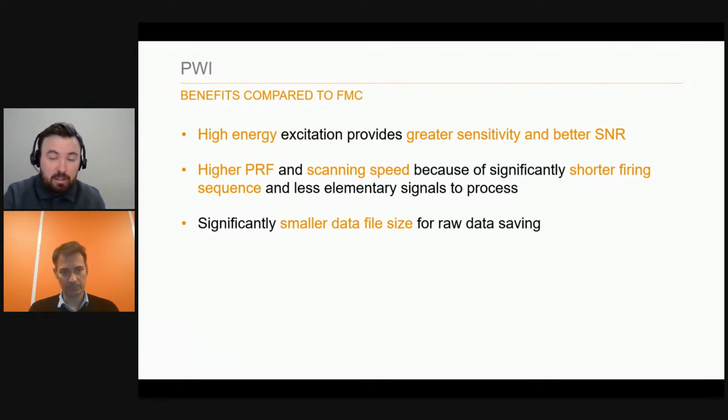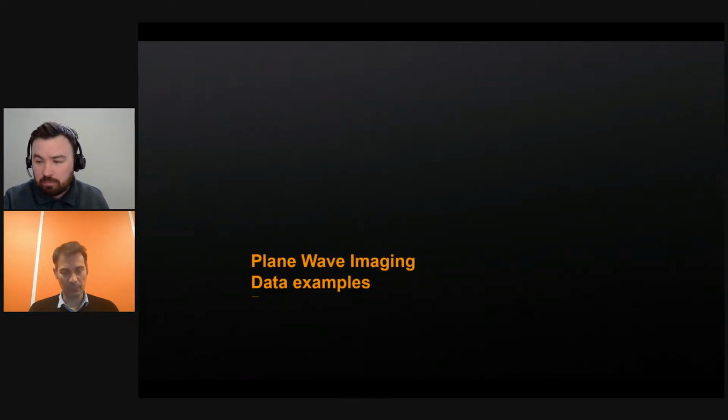At the same time, having fewer elemental A-scans means significantly smaller data file sizes for raw data saving, meaning that it becomes more practical to do raw PWI data saving for offline processing, which has some other benefits depending upon the application.